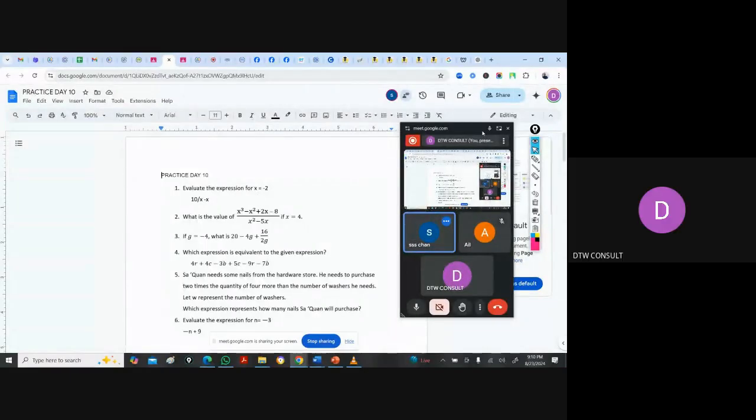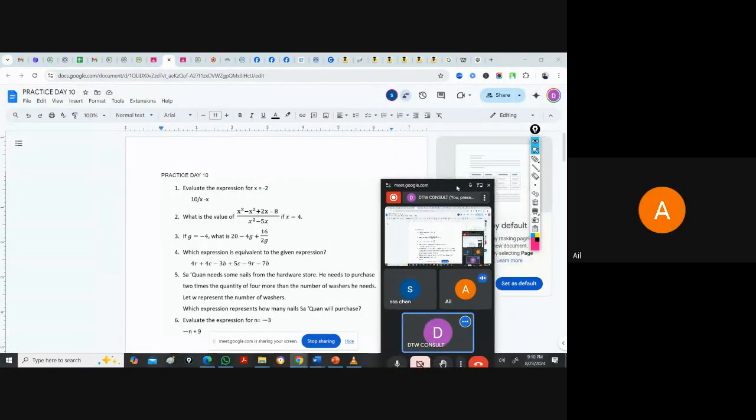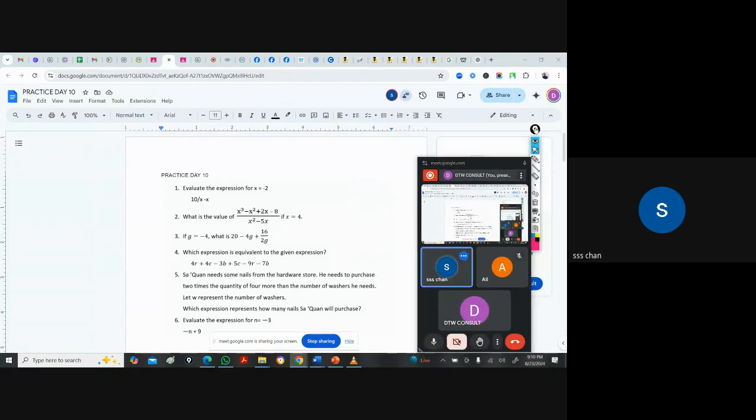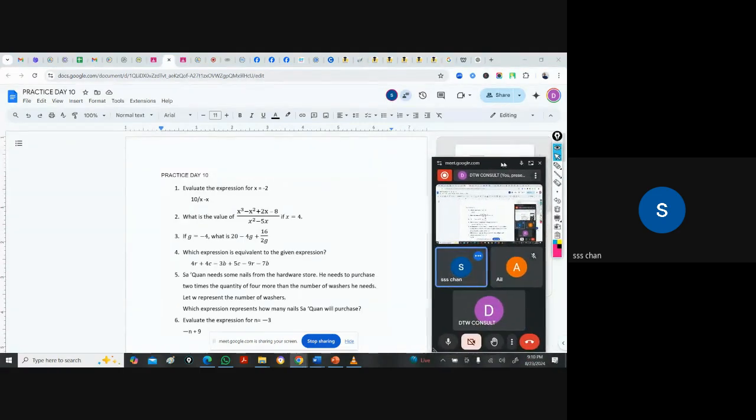In the bracket. Yeah. Can you see my screen now? Can you see my screen? Yes. Okay. We'll come tomorrow.